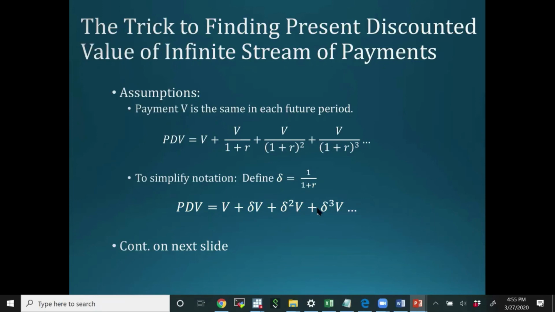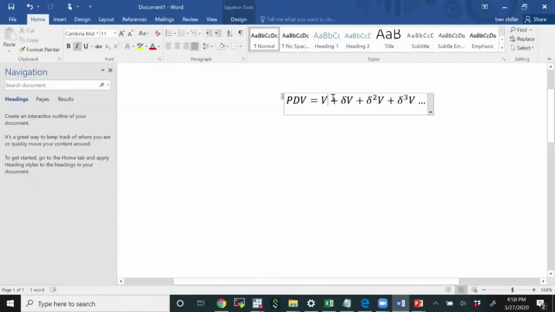Okay. So this is going to help us have less messy notation as I'm showing you this trick to solve the problem. You can see here I've rewritten the present discounted value. It's equal to the amount you receive each period, V, then plus delta times V to discount the amount received 1 period from now. Note the fact that it's not worth as much as the amount received today. You'd rather have it today. Plus delta squared times the amount V you receive 2 periods from now, plus delta cubed times V, and so on.